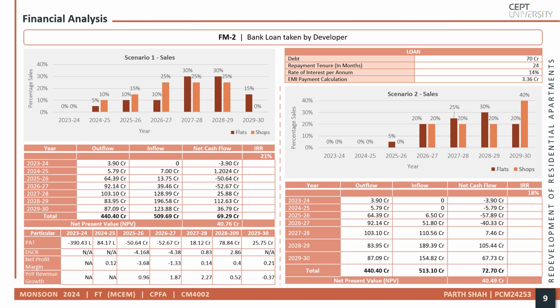When comparing the two financial models, it is evident that Financial Model 1, with 100% equity from the developer, is more profitable than opting for a bank loan under Financial Model 2. This analysis highlights the importance of selecting the optimal financing strategy to maximize returns for the developer.